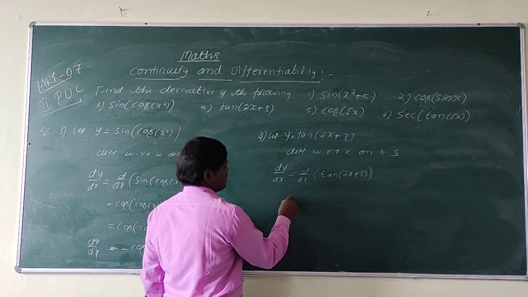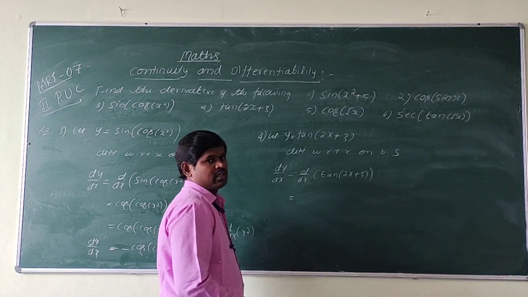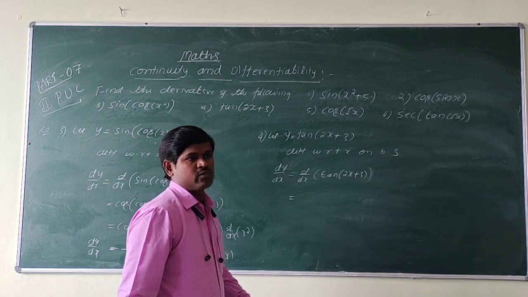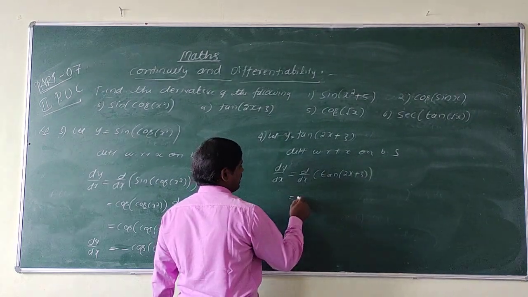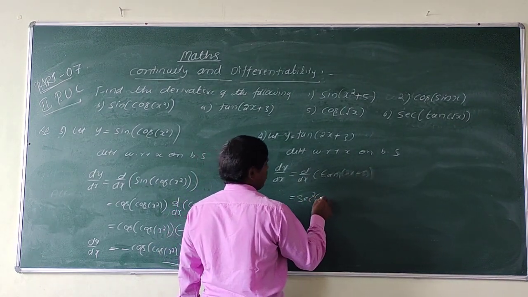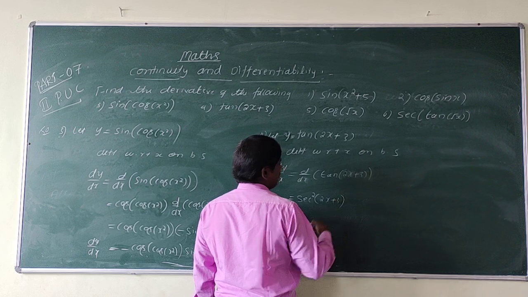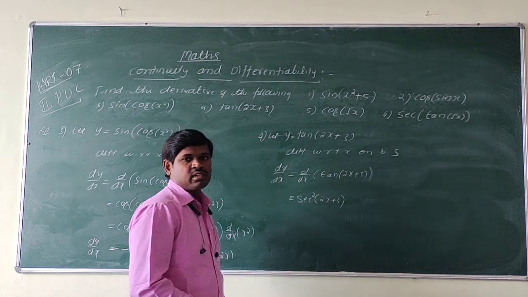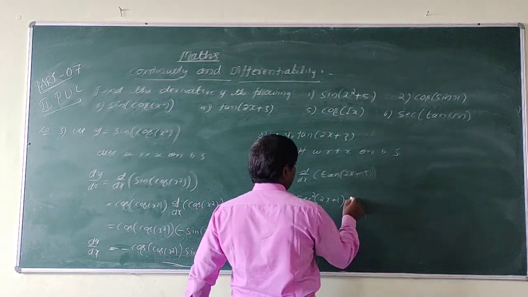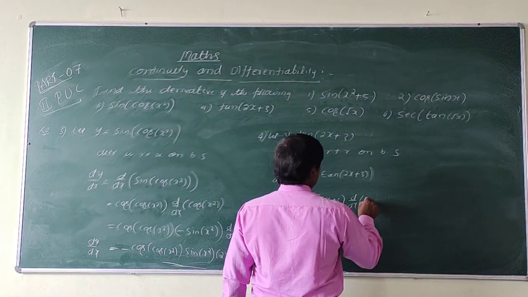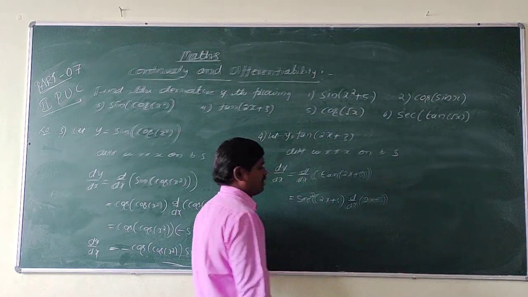Okay, so then which is equal to differentiation of tan x is what? Differentiation of tan x is secant square x. So therefore, just take it as x. So therefore secant square of 2x plus 3 into the internal differentiation. What is the internal term here? 2x plus 3. So therefore d by dx of 2x plus 3. So this is the internal term.